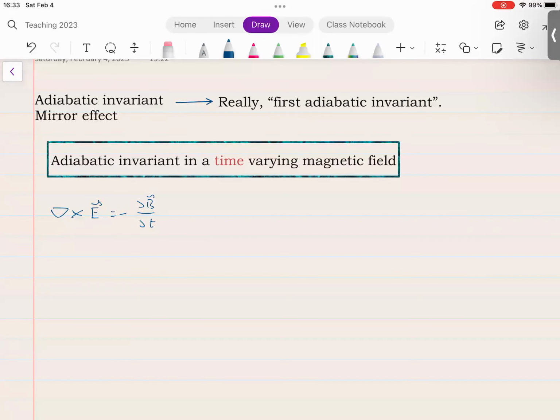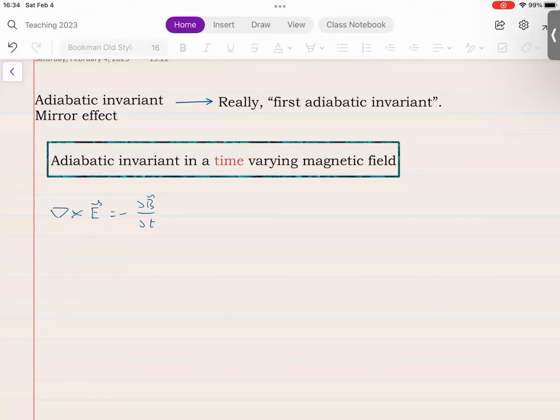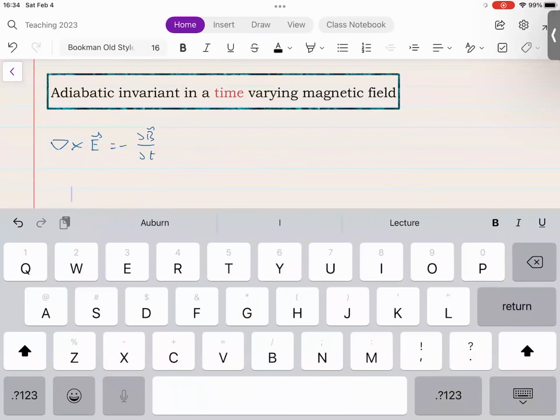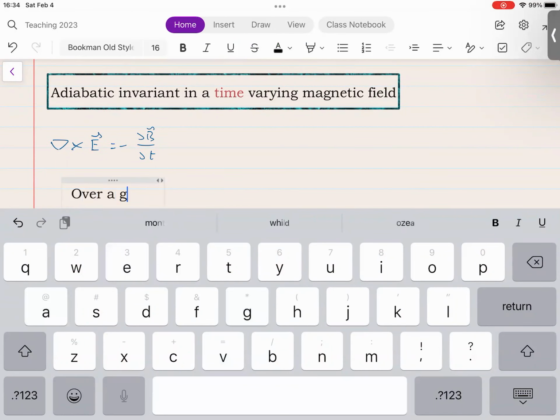Okay, now, if there is an electric field and I follow the particle motion in my field configuration over a gyration, my charged particle will see some work done by the electric field.